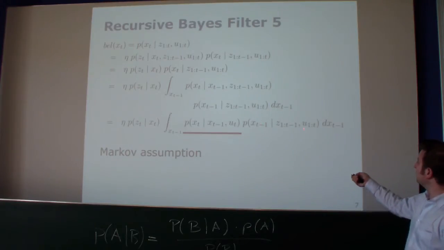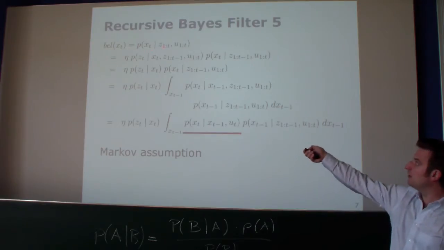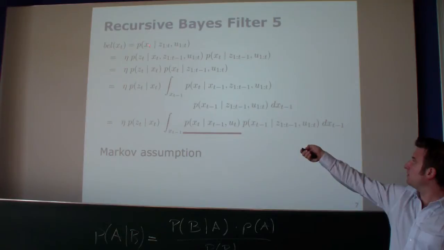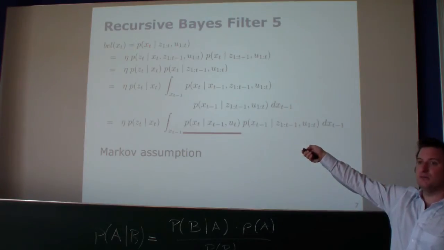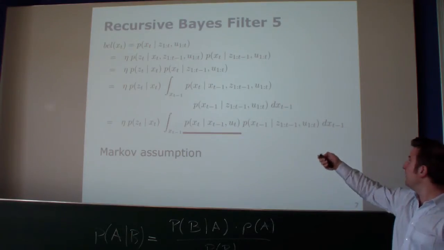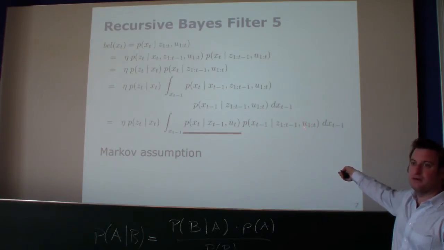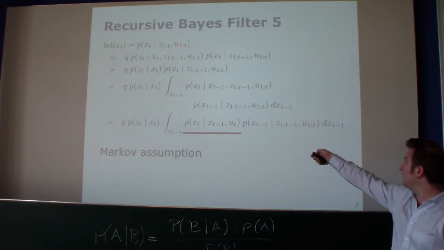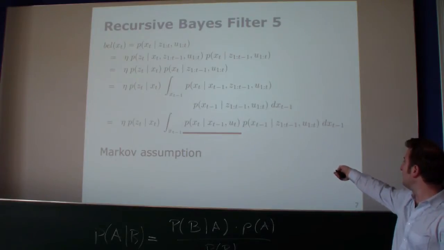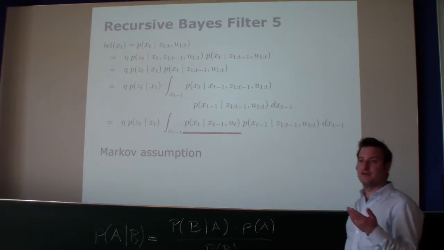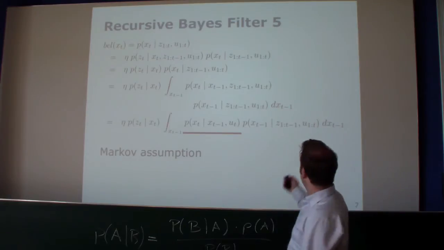Belief of x_{t-1}. This term looks pretty similar to our original belief, except that we can replace t by t minus 1. It's a kind of recursive term. The only thing that is different is that the last control command u_t is still in there, and all other variables only go until time step t minus 1.